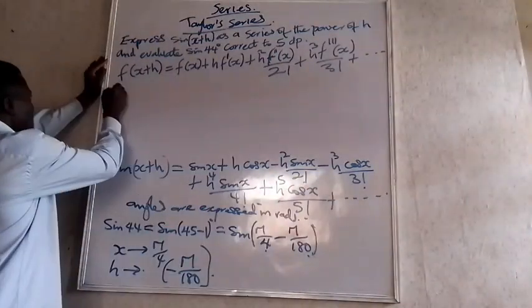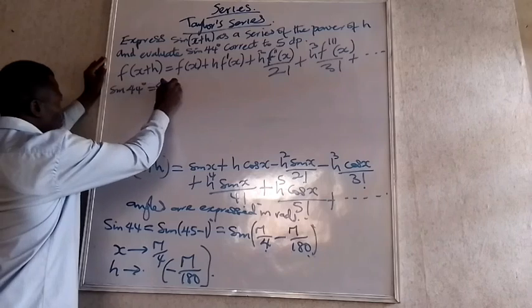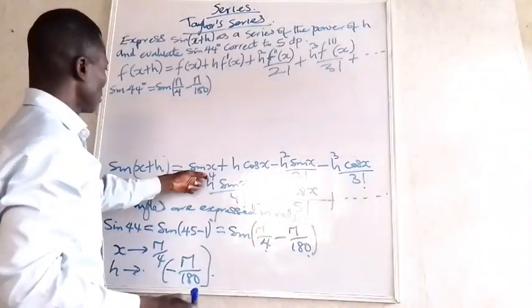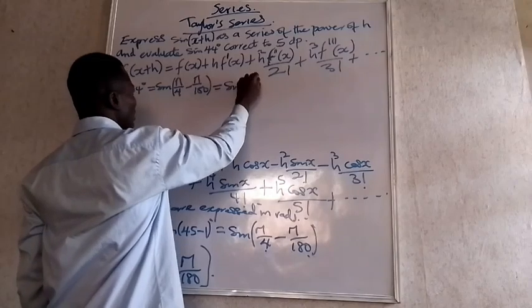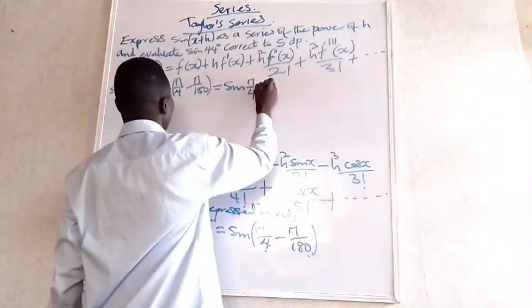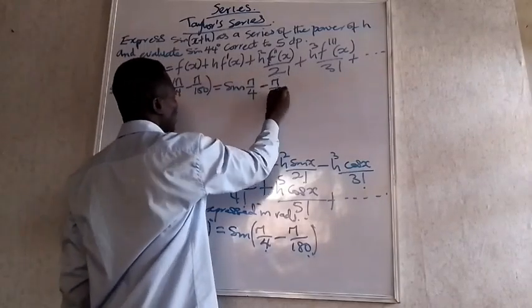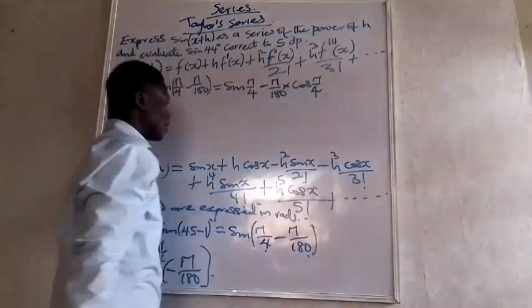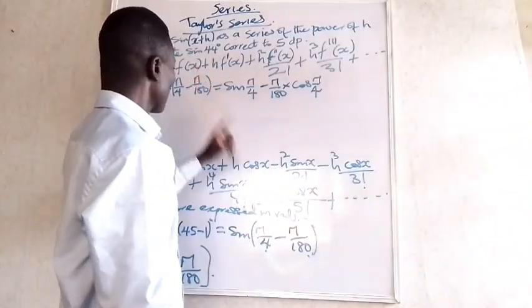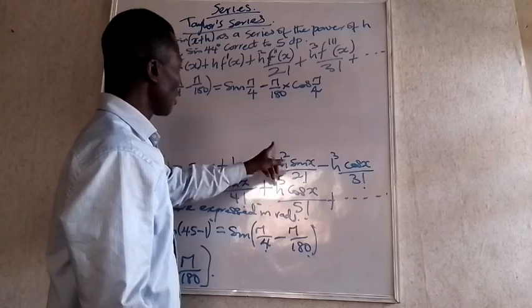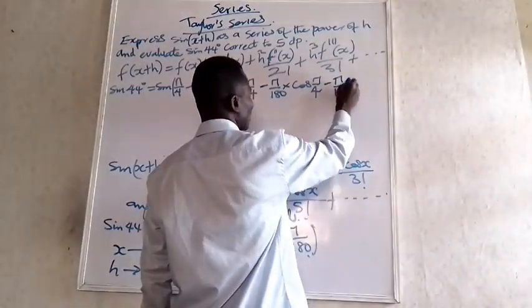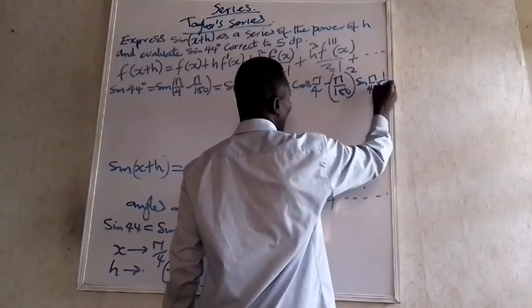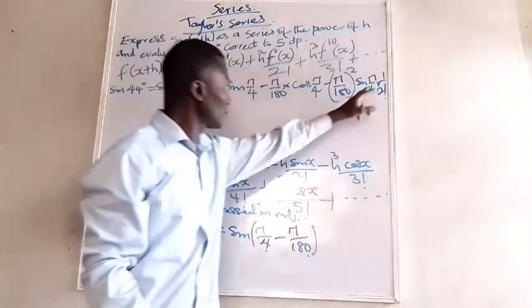So let's put it here. You can now say that sin 44 is equal to sin pi over 4, minus pi over 180 cos pi over 4, minus pi over 180 all squared, and that's still going to give me minus pi over 180 all squared sin pi over 4 times 1 over 2 factorial.